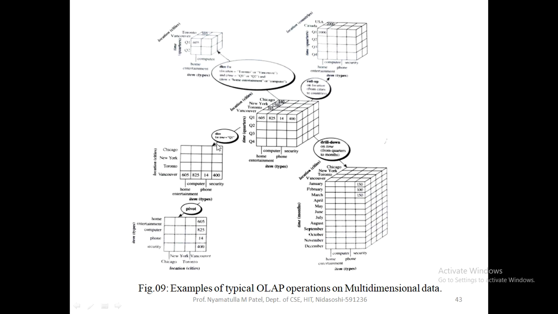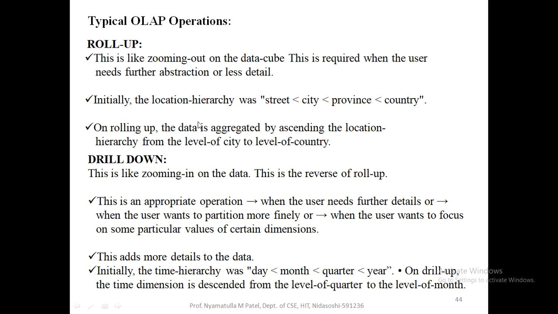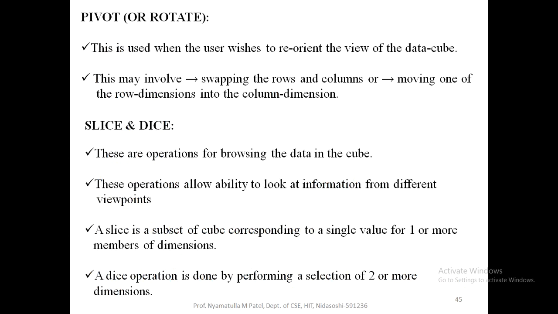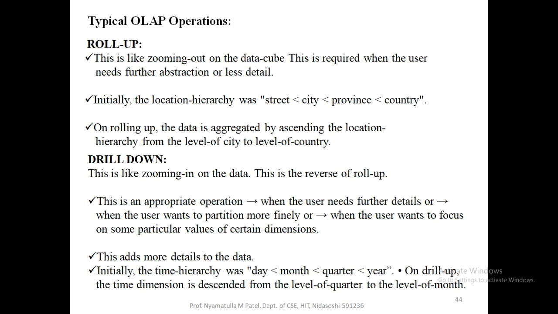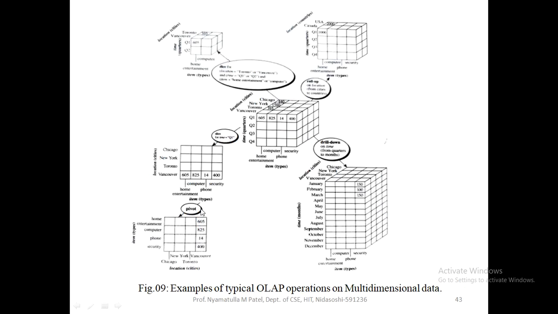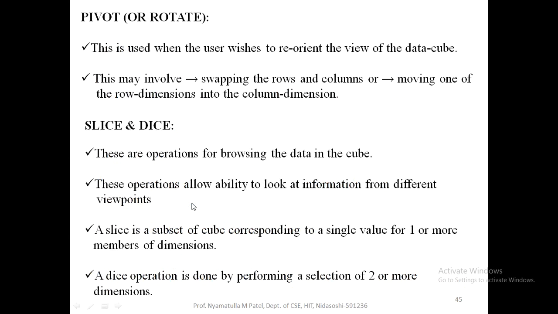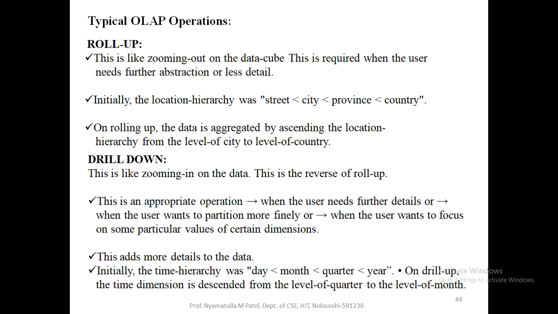Next, coming to the slice operation. But before going to the slice, let us go to the pivot or rotate. Here we are performing a pivot, or a rotate. Pivot is used when the user wishes to reorient the view of the data cube. This may involve swapping the rows and columns or moving one of the row dimensions into the column dimension. Pivot, also called a rotate, is a visualization operation that rotates the data axes in view to provide an alternative data presentation.